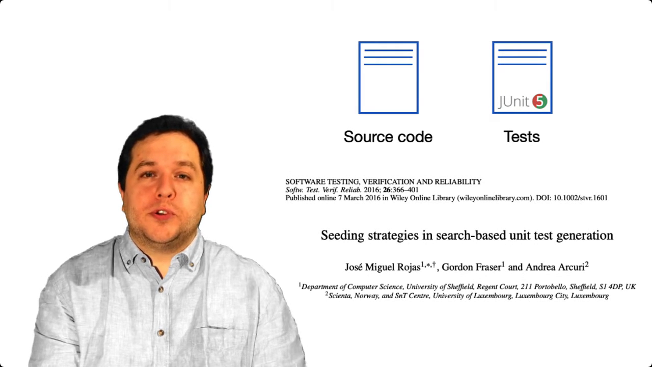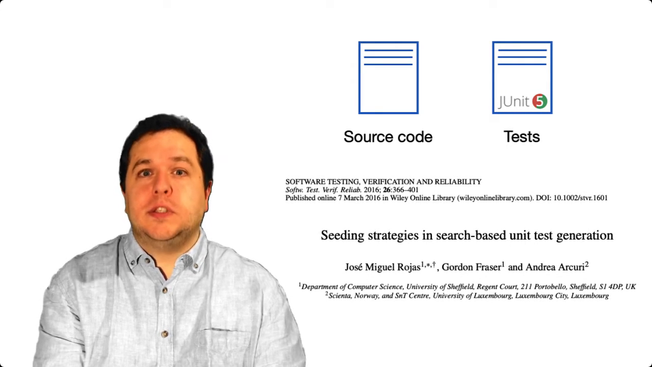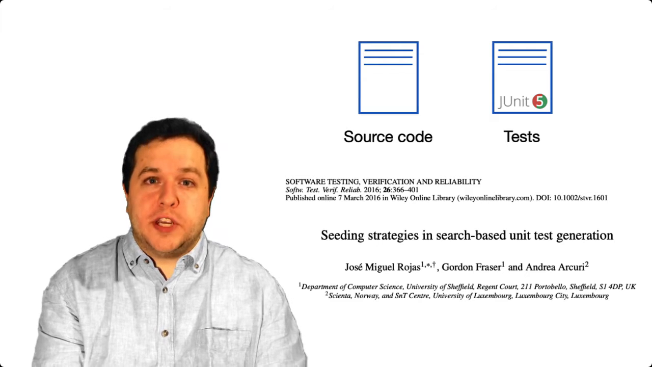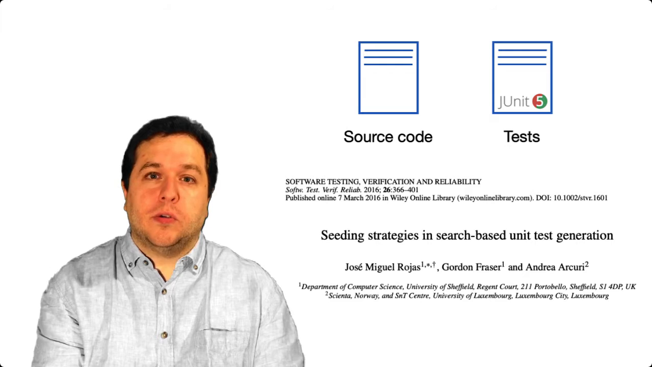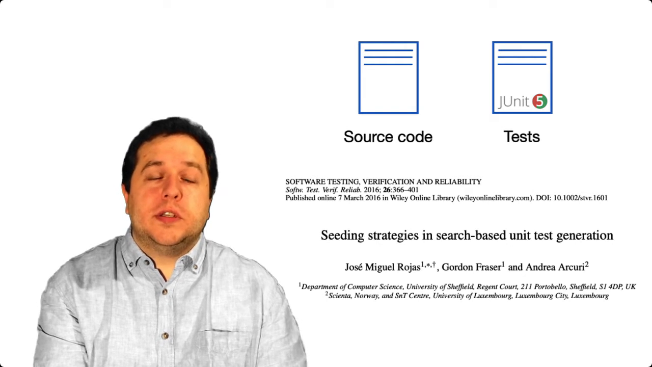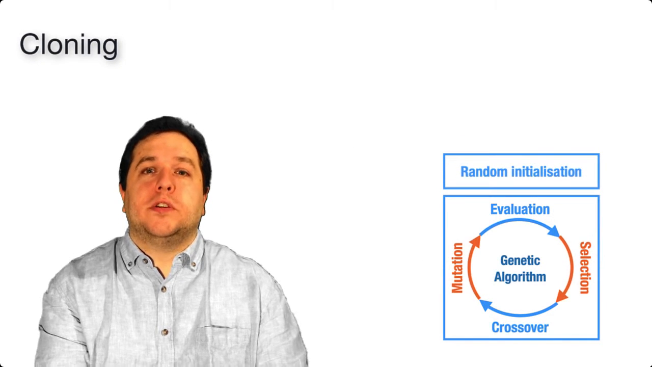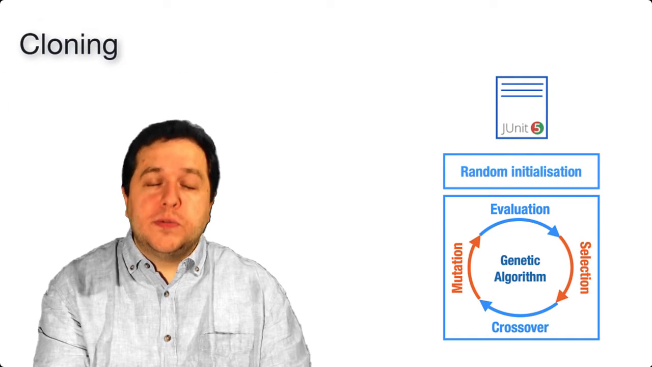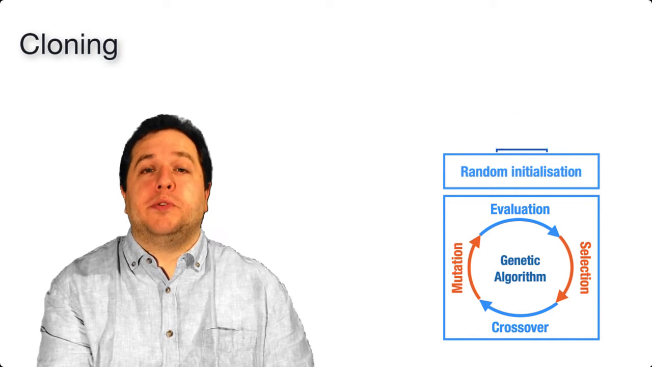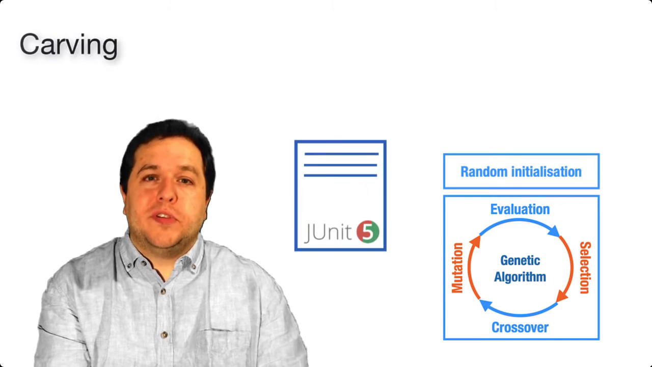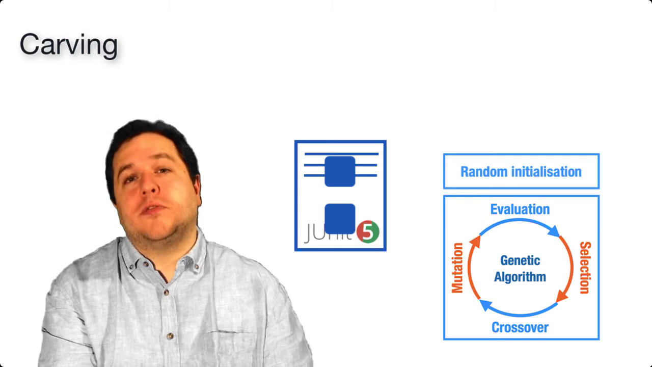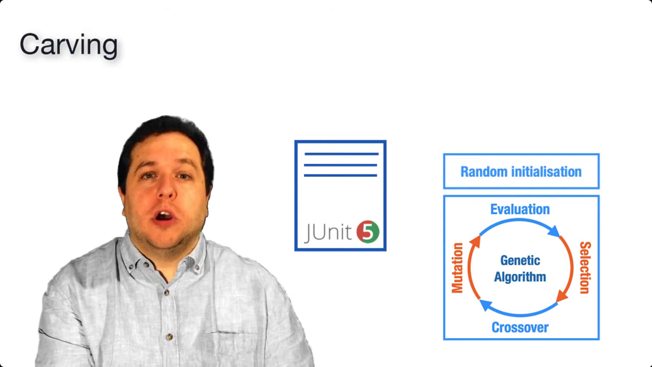In their test seeding approach, Rojas et al. use dynamic analysis by executing the existing tests to trace the different objects and methods called during the execution. This information is then used for cloning and carving. For cloning, the execution of an existing test is copied and used as an individual for the initial population of a search process. For carving, an object is reused during the initialization of the population and during the mutation of the individuals.